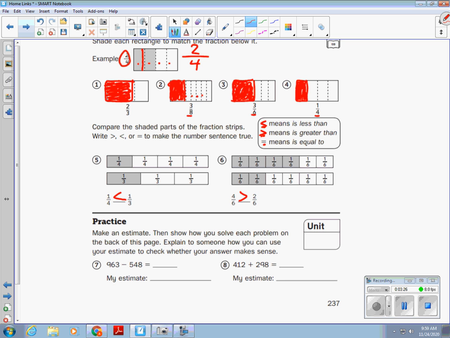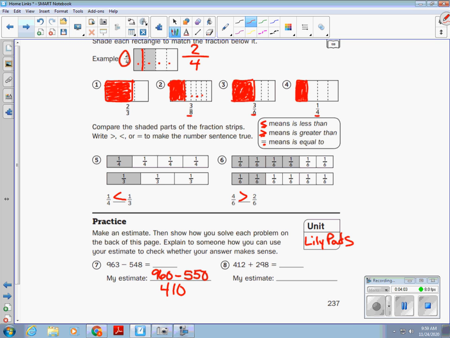Okay, we want to get a unit, so let's go with lily pad. All right, first thing we want to do is we want to make an estimate. Okay, and if I made my estimate, I would say 960 minus 550. 960, that would give me 410.